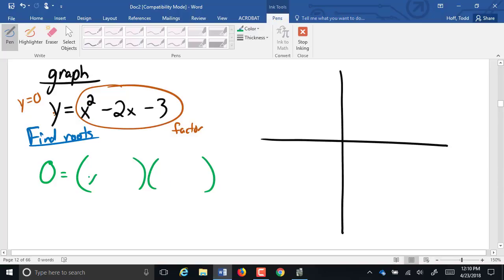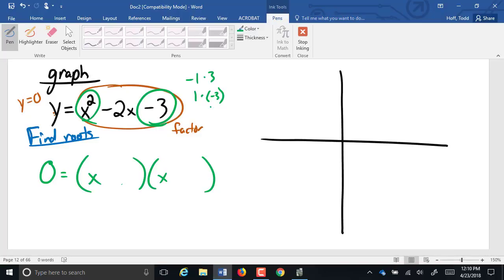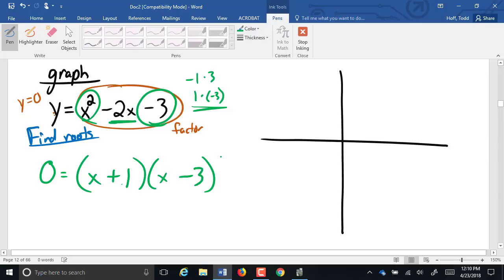So we know that the first numbers multiply to make the x squared. That's just going to be x times x. We know the second numbers are going to multiply to make a negative 3. So it's either negative 1 times positive 3 or positive 1 times a negative 3. Now, if you look at this, some of you may have picked out patterns already. You know they have to add up to this middle number. So you say, well, maybe the negative 3. Let's try it. So positive 1 and negative 3.